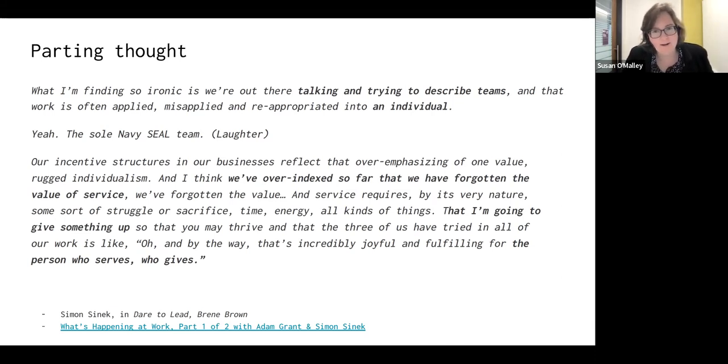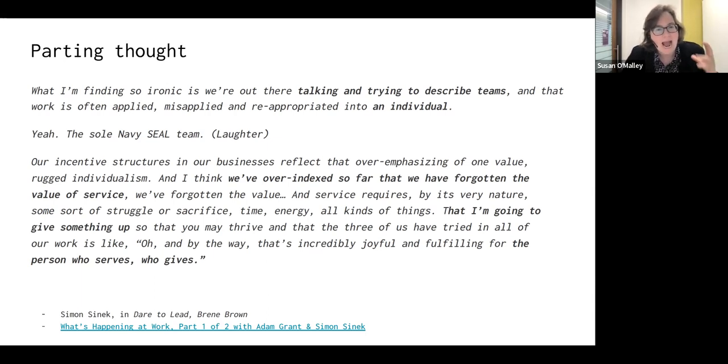And the point that I wanted to end us with here is that we're talking about what they see happening with leaders and teams, and it's a very organic conversation. But at one point, Simon pipes up, and it's him that's quoted on the screen here, and he's trying to describe something that he sees most leaders grappling with. If you read this with me, what he basically says is he finds it really ironic. We're out there talking and trying to describe teams, and so often that work is then applied, misapplied, or reappropriated into an individual. And Brene goes, yeah, we're talking about Navy SEALs, and then we're talking about the solo Navy SEAL.